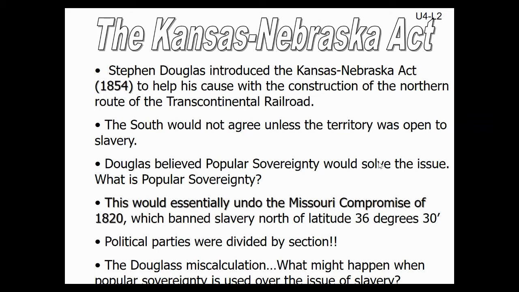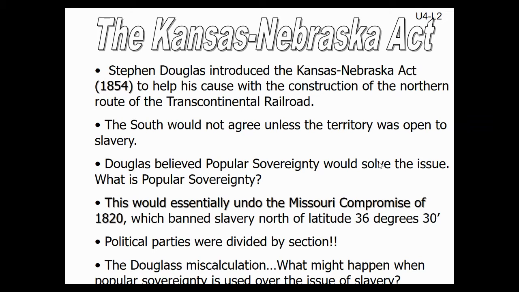Kansas and Nebraska are the areas of the Louisiana Purchase that had yet to be made into states. Kansas is right next to Missouri, and the Nebraska territory is everything all the way up to the 49th parallel at this time. So they wanted to use this idea of the Kansas-Nebraska Act.